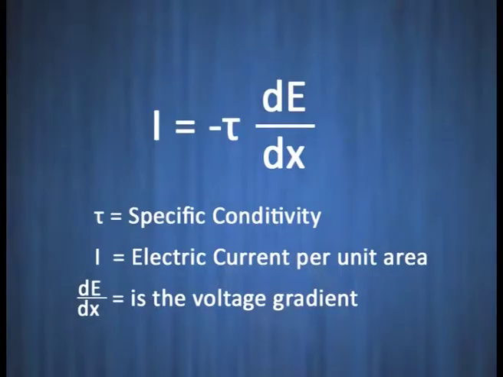Electric analog model. These models are based on the flow of electricity. There is Ohm's law and there is Darcy's law. They are related to each other, like heat flow. If current is there, I equals minus tau dE upon dx, where I is the applied current, tau is the specific conductance, and dE upon dx is the voltage gradient.